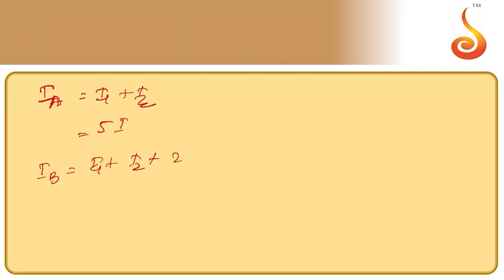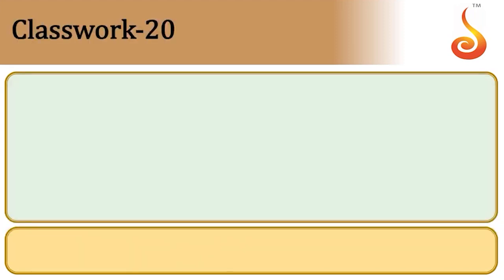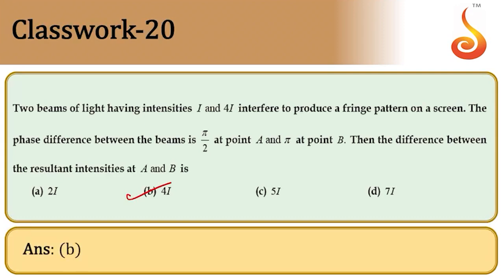Okay. So here at A, IA is I1 plus I2, that is 5I. And at B, IB is equal to I1 plus I2 plus 2 root I1 I2 into cos pi. So this is going to be 5I minus 4I, that's nothing but I. Then the difference between their intensities, IA minus IB, is equal to 5I minus I, that is 4I. The difference between their intensities is 4I. B is our correct choice.